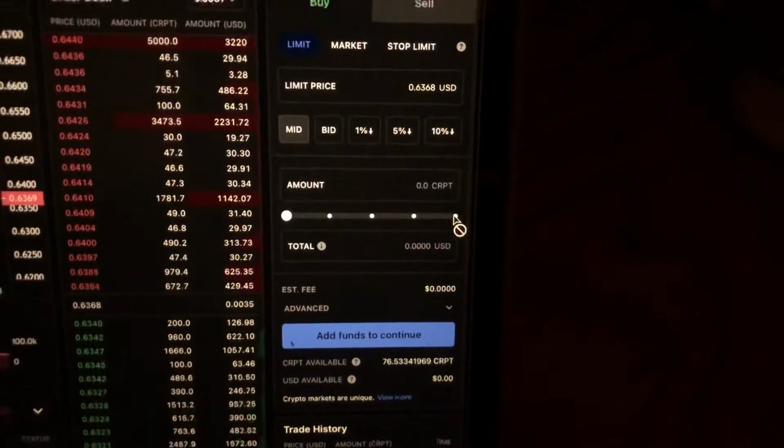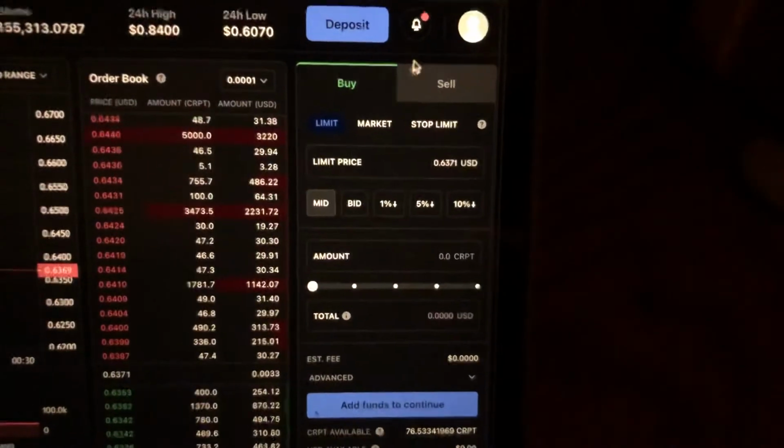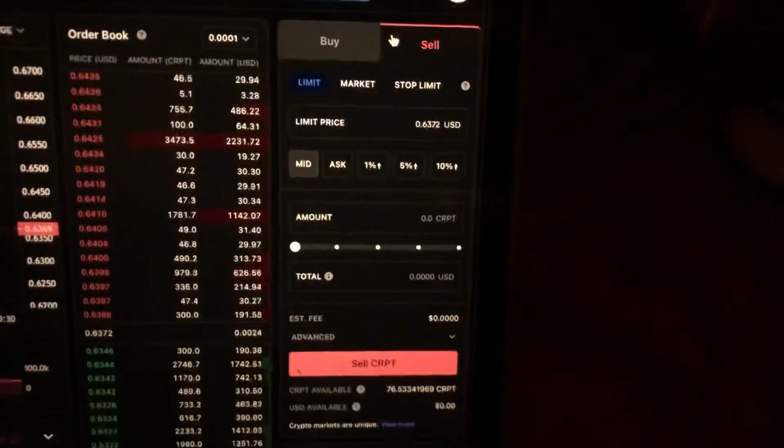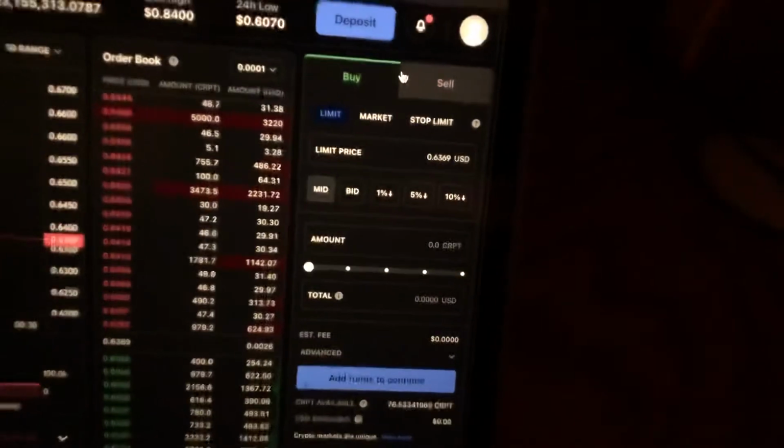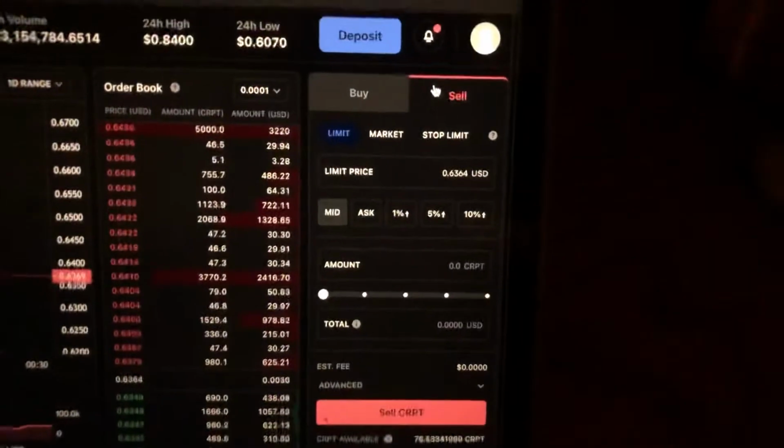There's no funds for me to buy, so when I come down here, it's going to show me this little X here. But the buy and the sell are basically the same setup. Whether you're going to buy it or sell it, it's basically the same thing. So we're going to go into the sell because I can sell $50 worth of stuff.